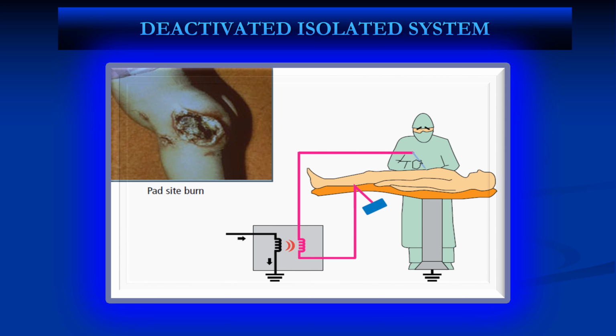It is important to mention two expressions here. The first one is patient return electrode site injury. The second, alternate site injury. In patient return electrode site injury, the injury occurs at the area of the patient return electrode due to improper position, while in alternate site injury, the injury occurs away from the patient return electrode, at an alternate site like the ECG electrode site.